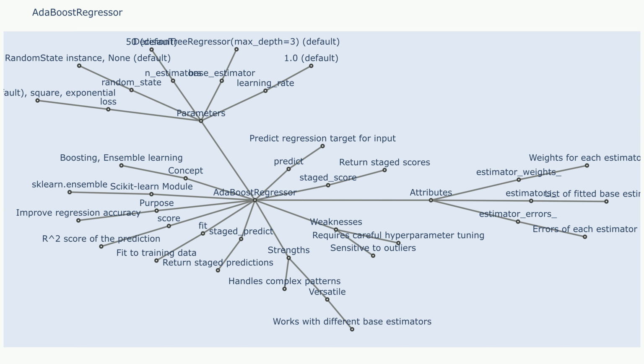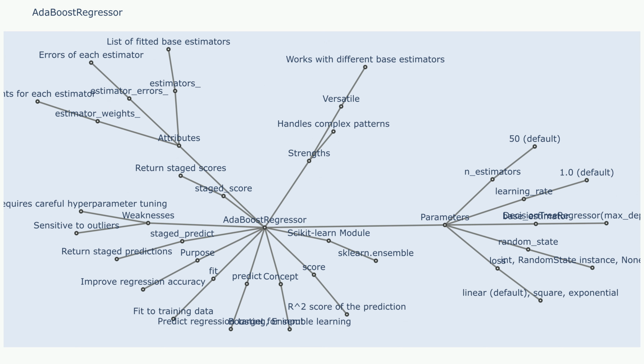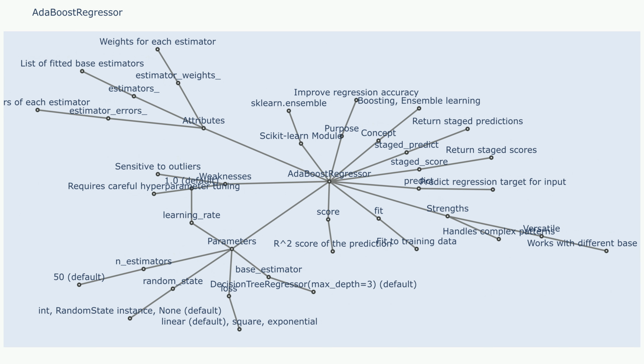6. Example in Python. From sklearn.ensemble import AdaBoostRegressor. From sklearn.tree import DecisionTreeRegressor. From sklearn.model_selection import train_test_split, GridSearchCV. Load your dataset: X, y. Load data, split into training and testing sets: X_train, X_test, y_train, y_test = train_test_split(X, y, test_size=0.2, random_state=42).